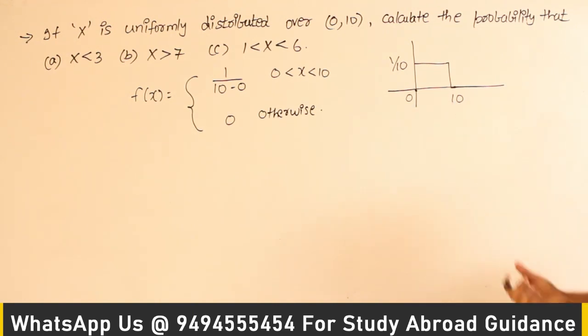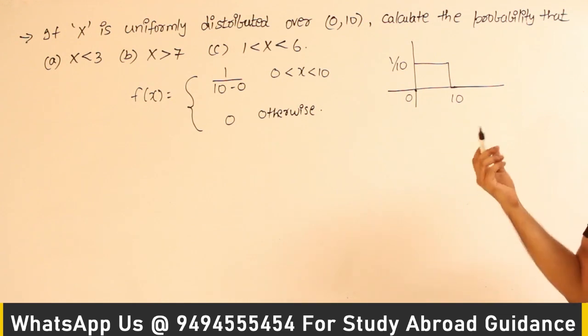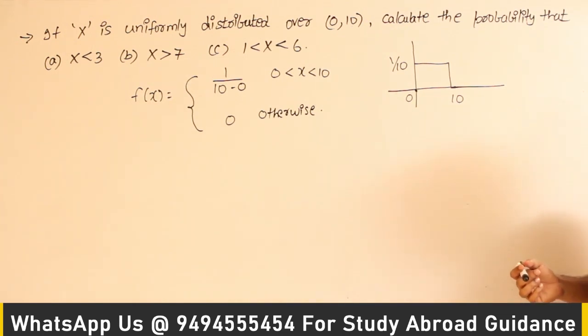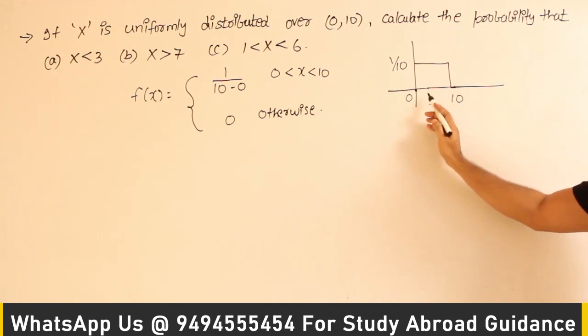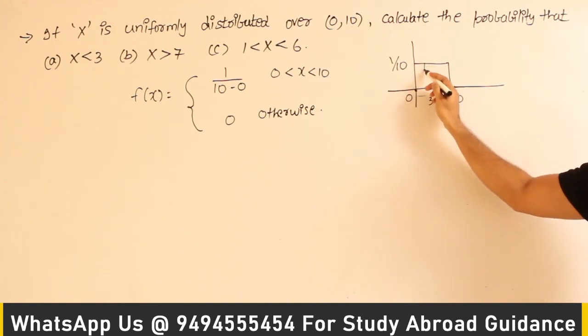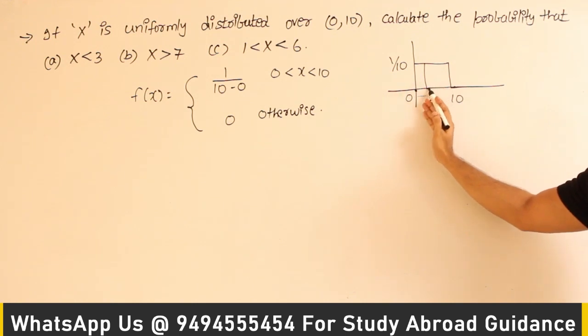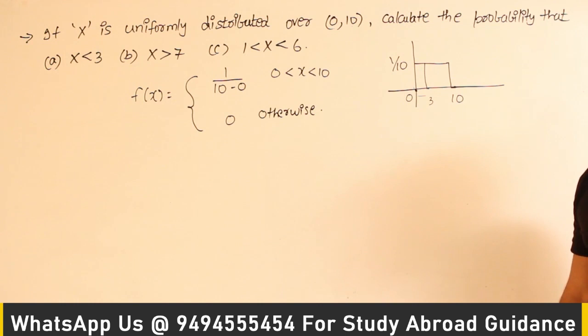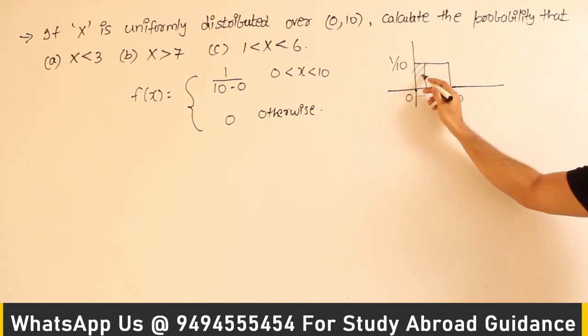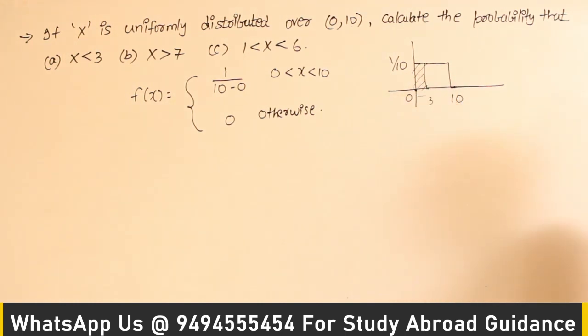Now after drawing this one, you can easily guess what they are asking. They are asking about x less than 3. So 3 will be somewhere here. X less than 3 means from here to here, right? So the area under the curve from here to minus infinity. But from minus infinity to 0, there is nothing, so you need not count it. So you have to count this part. So what is it? 0 to 3.